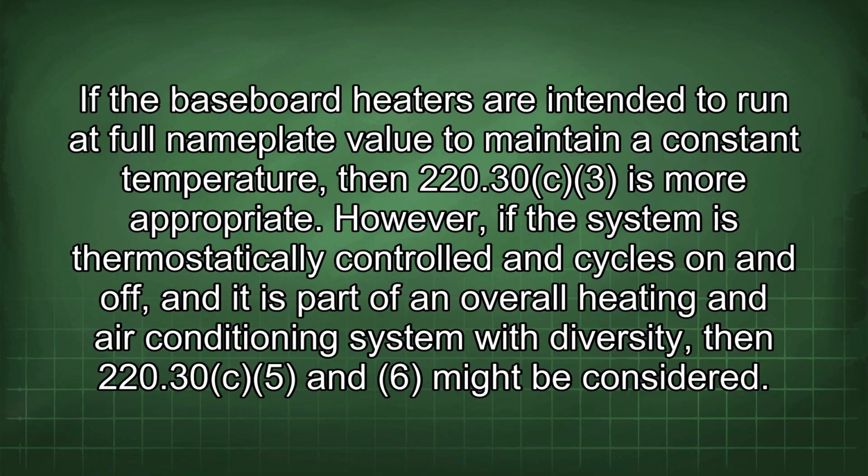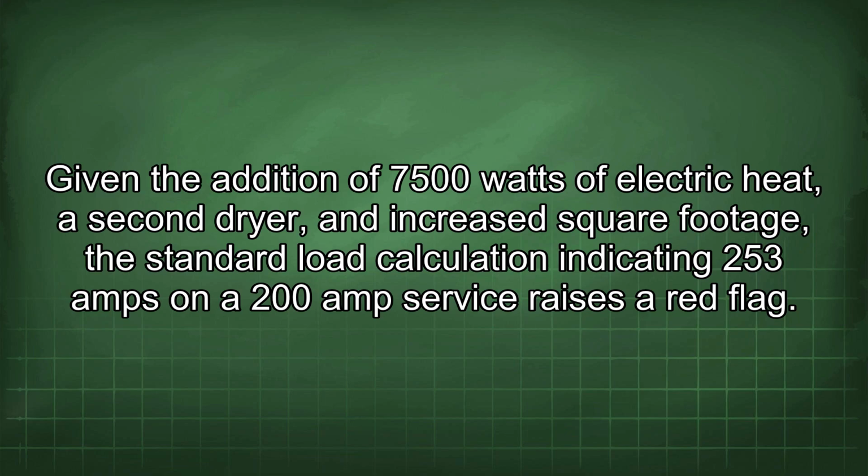However, if the system is thermostatically controlled and cycles on and off, and it is part of an overall heating and air conditioning system with diversity, then 220.35 and 6 might be considered. Given the addition of 7,500 watts of electric heat, a second dryer, and increased square footage.